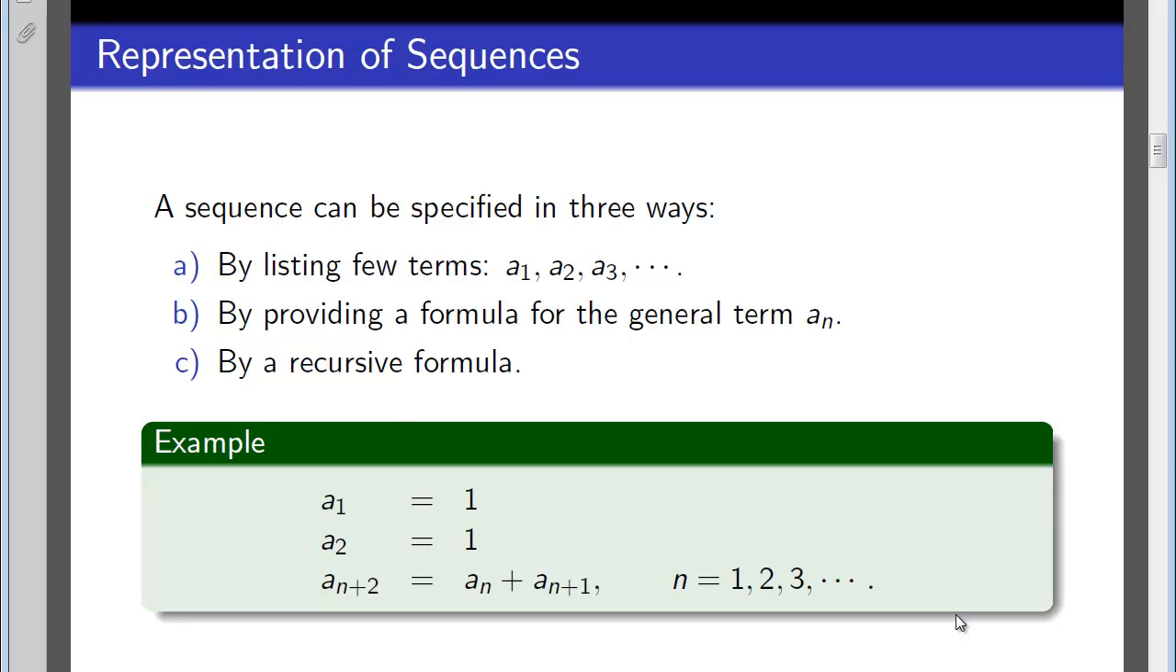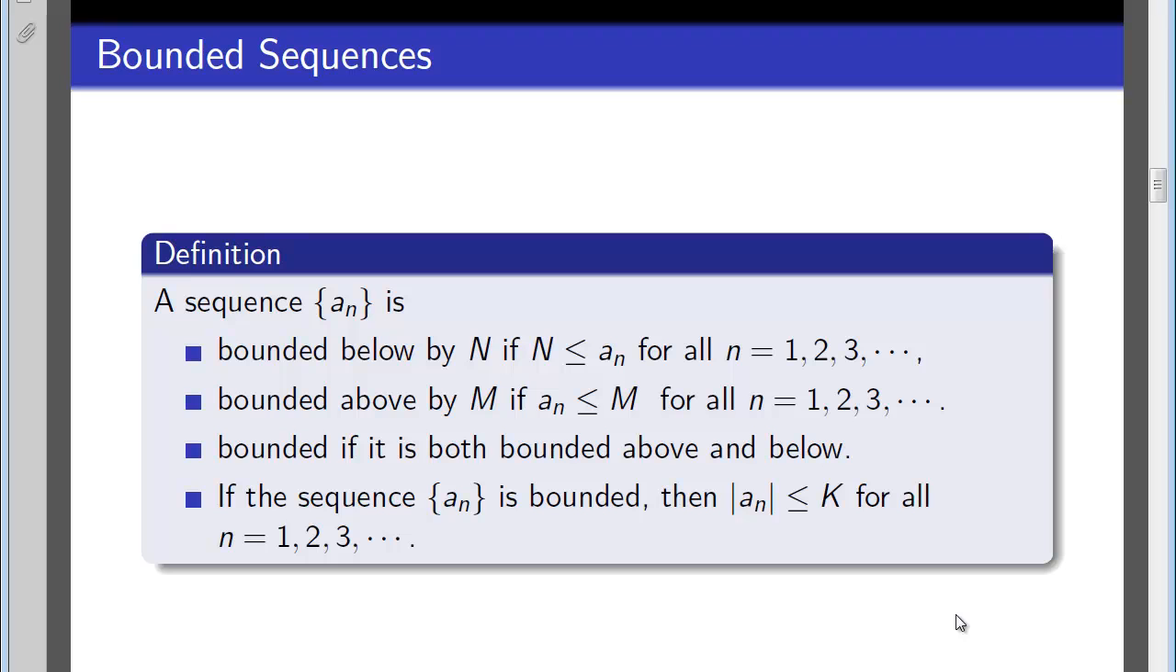Since a sequence is given as a function, similar or analogous to the properties of functions, sequences also have some properties, where now I want to mention 2 basic properties. One of them is the boundedness property, and then I will talk about the increasing decreasing property.